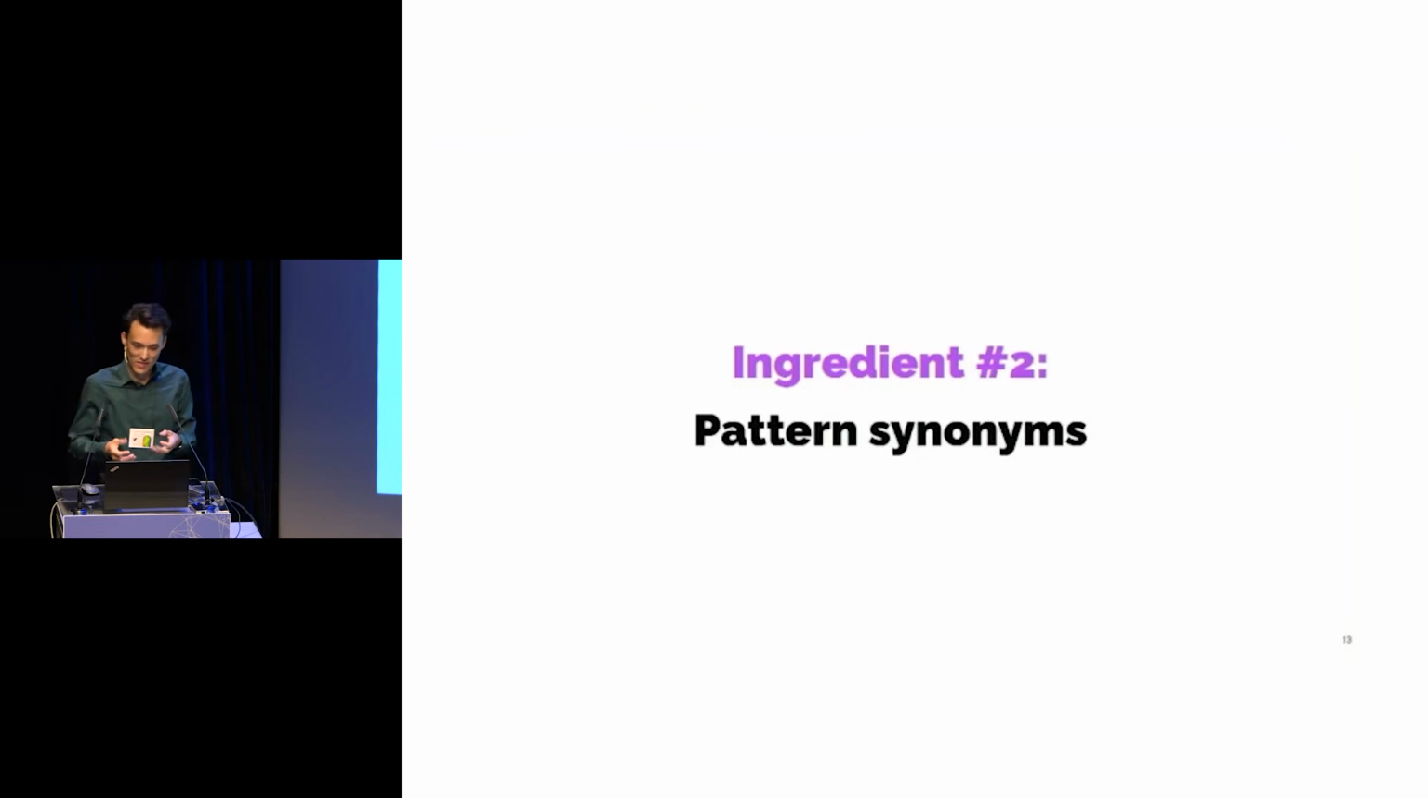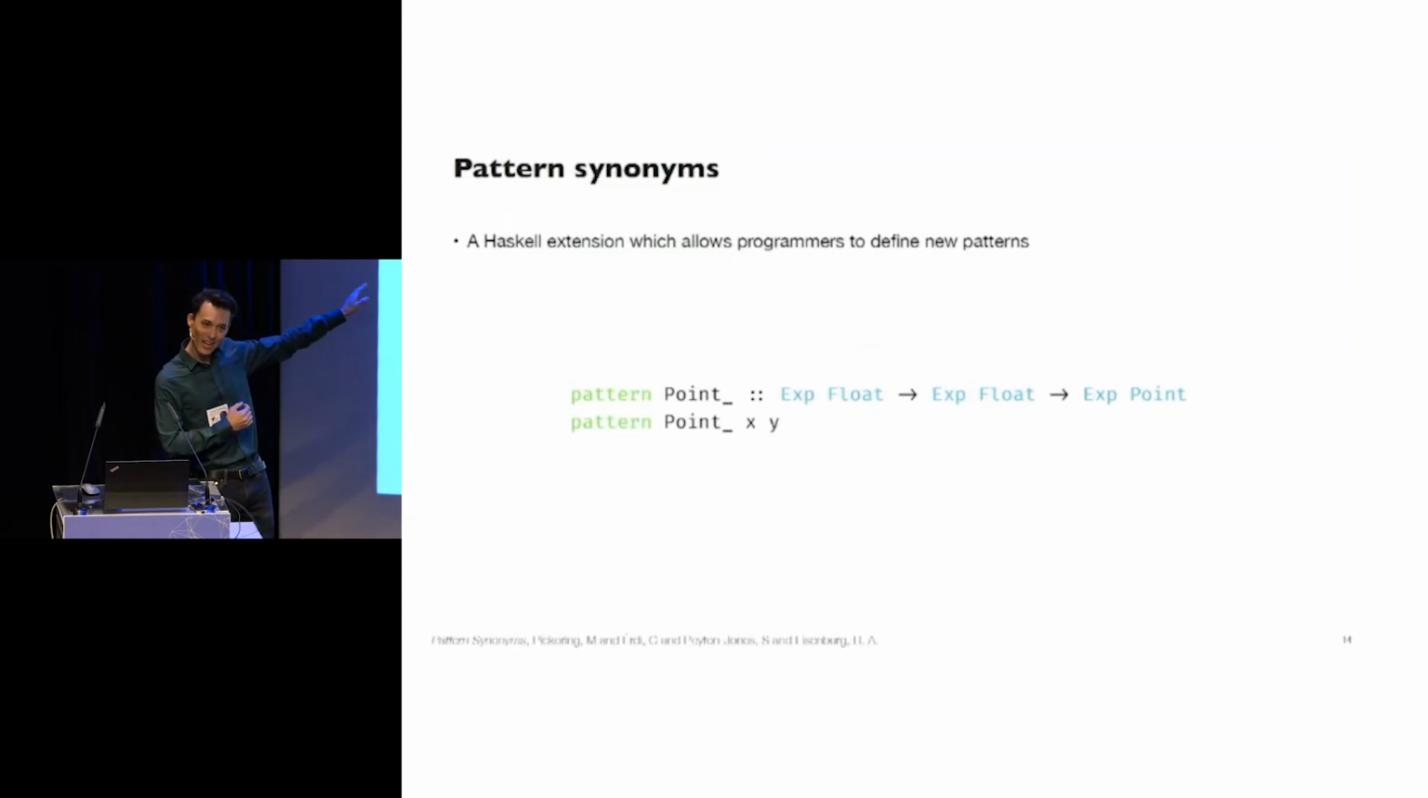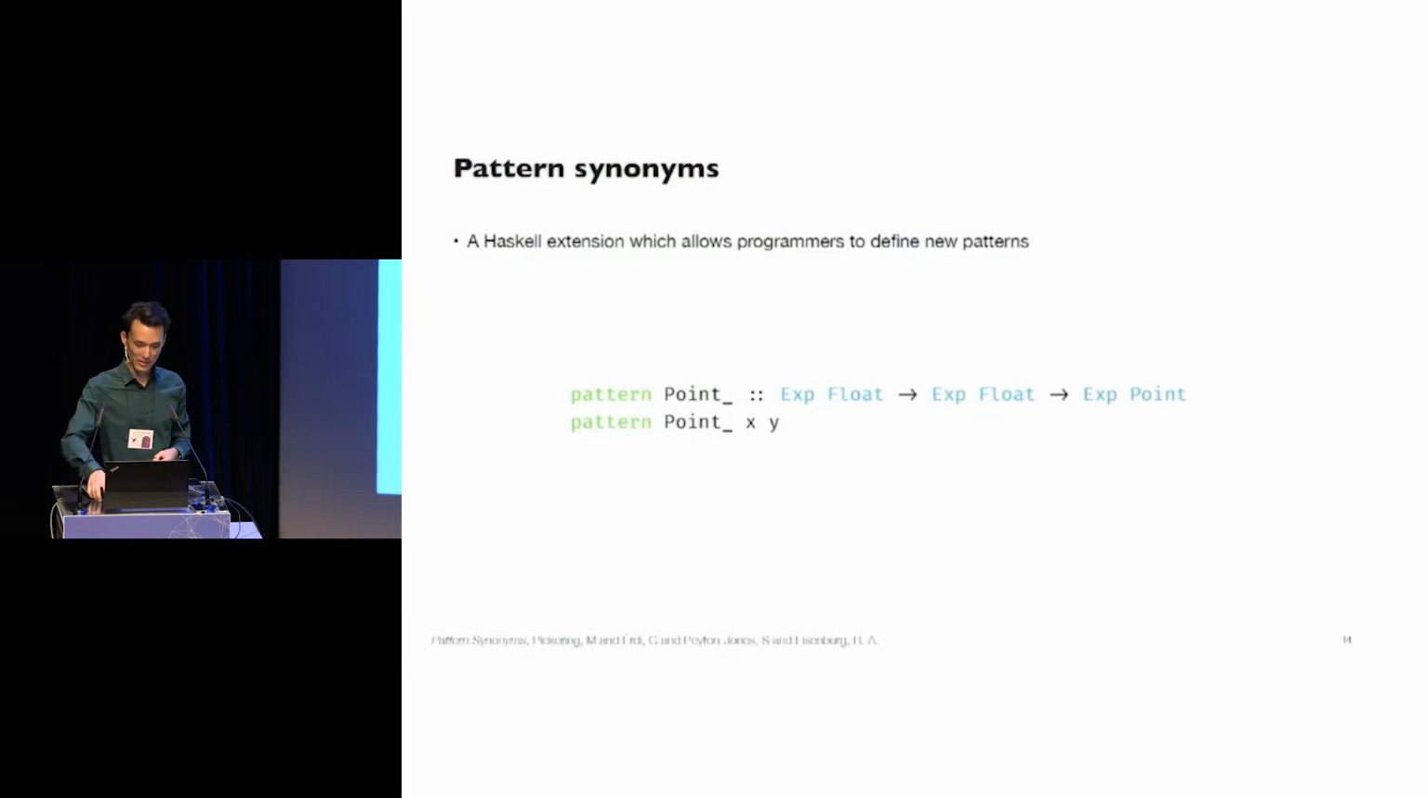How do we use them? So the second ingredient is to make heavy use of pattern synonyms. Pattern synonyms, this great extension that allows programmers to define new patterns. So pattern synonyms exist in the same namespace as constructors. So I'm just going to put an underscore after the name to say, oh, this is my pattern synonym now. So I can write this pattern synonym now, and it's going to look a lot like the type of the constructor. I'm going to take 2 floats, but now 2 expression floats, and return an expression point.